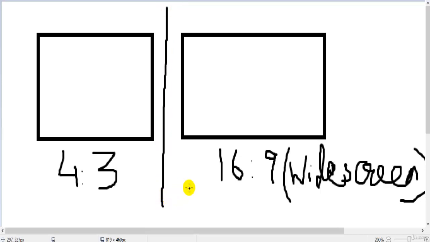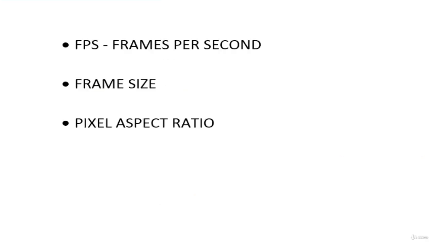And as I already mentioned earlier, it again depends on what kind of videos you want to create and what the main purpose of the video is, where the video is finally going to be published, uploaded or showcased. So right now what we have seen is FPS, frames per second, frame size, and pixel aspect ratio. Now we would see what a scan line is.